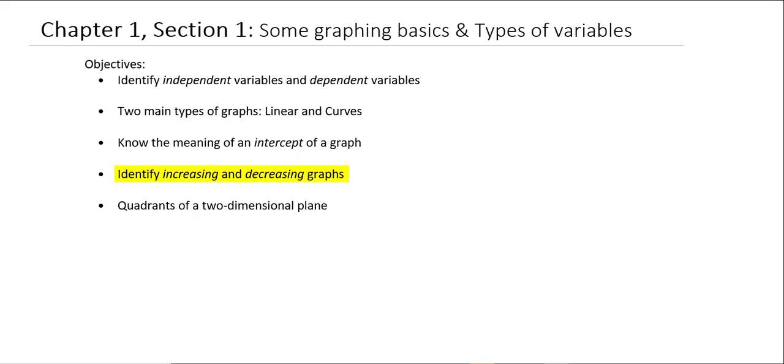We'll look at identifying increasing and decreasing graphs. And we'll look at the quadrants of a two-dimensional plane. We'll start with the definition for variables. Variables are categories that represent quantities.